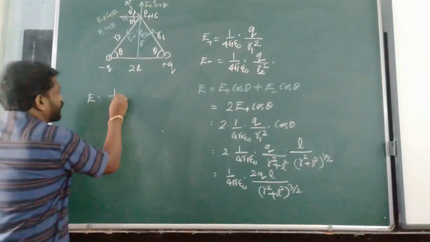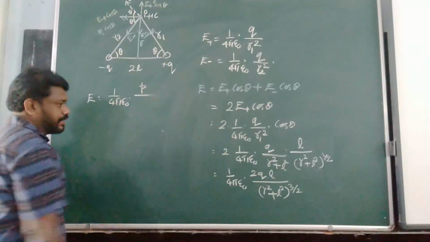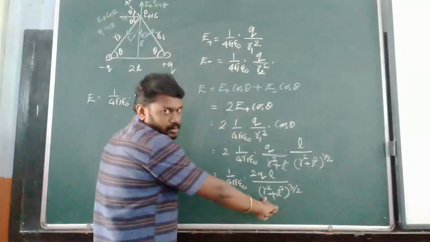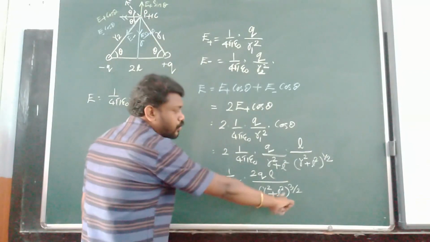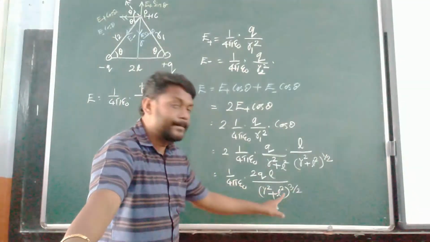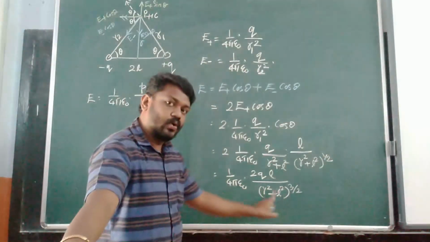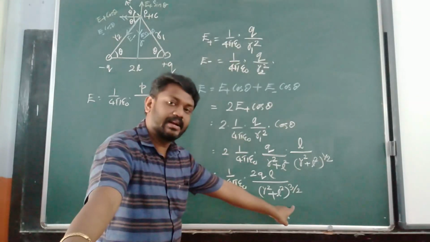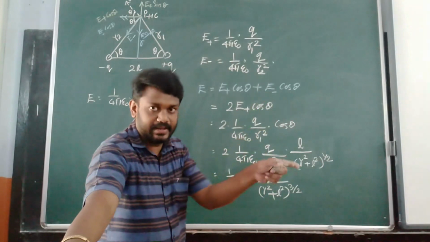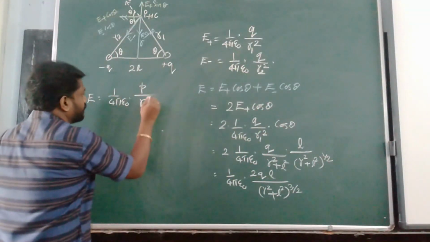So 1 by 4 pi epsilon 0 P divided by, again you can neglect this L when comparing to R. So this will become R square whole to the power 3 by 2. R square whole to the power 3 by 2 simply will become R cube. How you can write R whole to the power 2 into 3 by 2. So 2 and 1 by 2 will get cancelled, will become R cube. So that will become P divided by R cube.